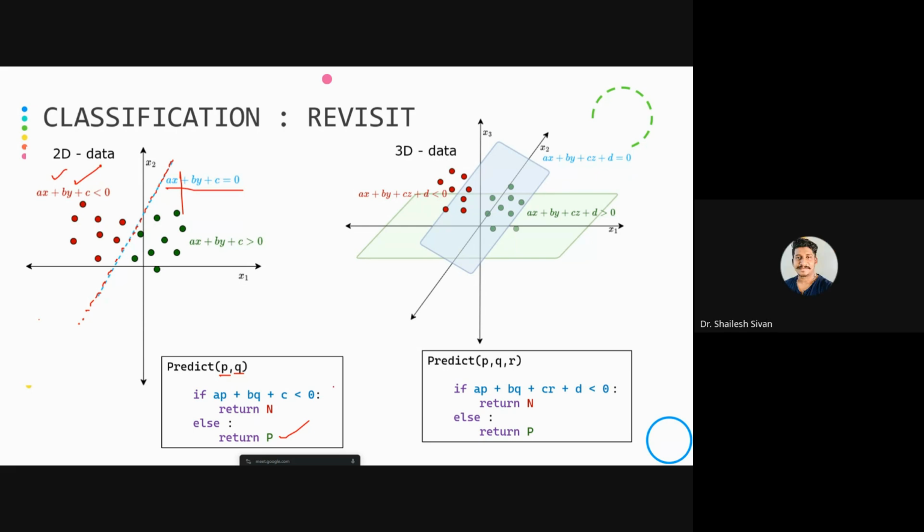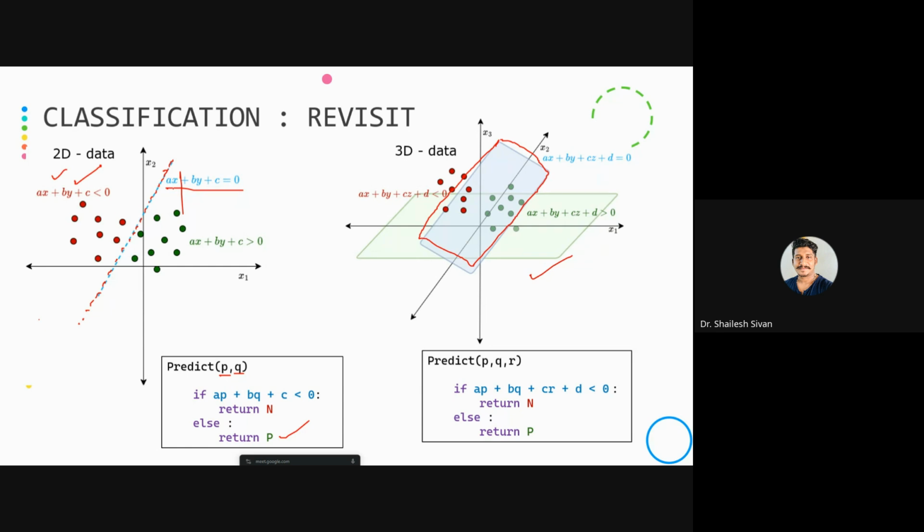Yes, okay, sir. Now extend this idea into a three-dimensional surface. Then what will happen? In three-dimensional space, the data will be scattered over a space, so instead of a line, we need a plane that separates the two classes. And what is the general equation of a plane? It is ax plus by plus cz plus d equal to 0, right?